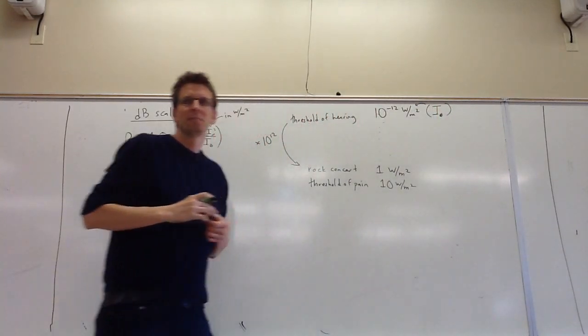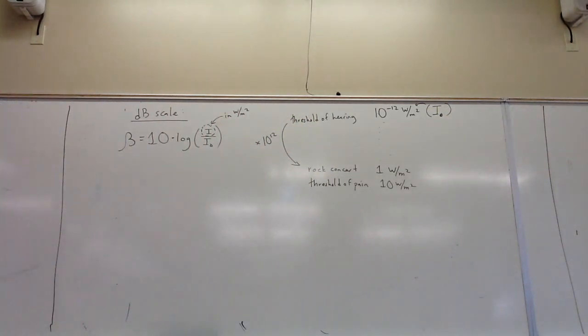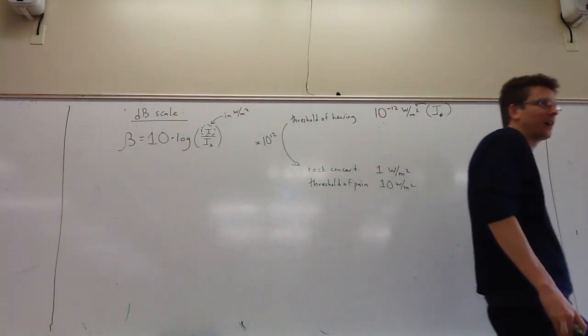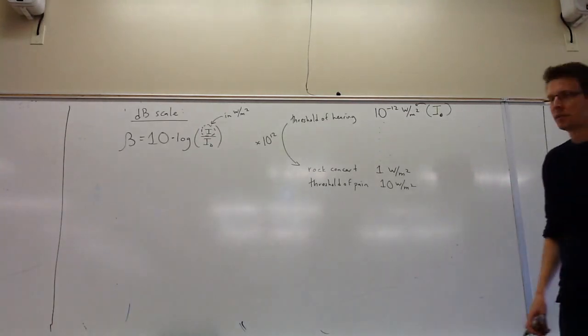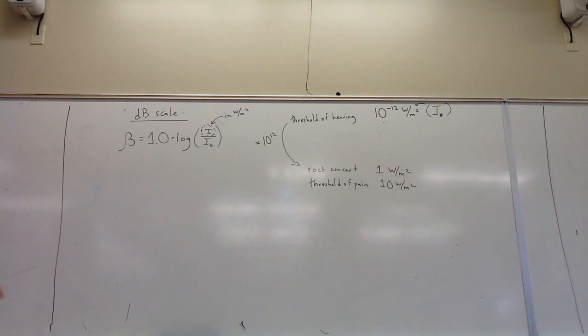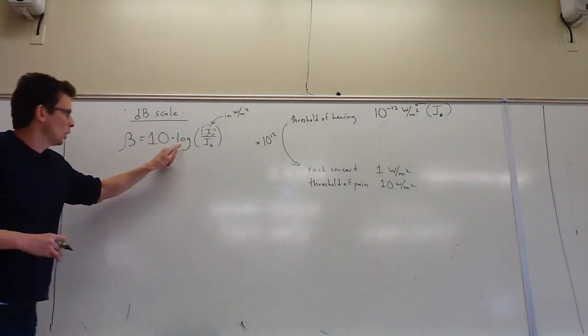Okay? So what you're going to do is figure out how many times more intense your sound is than the minimum sound where your ear picks up. Okay, so that ratio can be 10 or 1, or in the case of a rock concert, the ratio will be a trillion. Okay. Then you take the log of it.